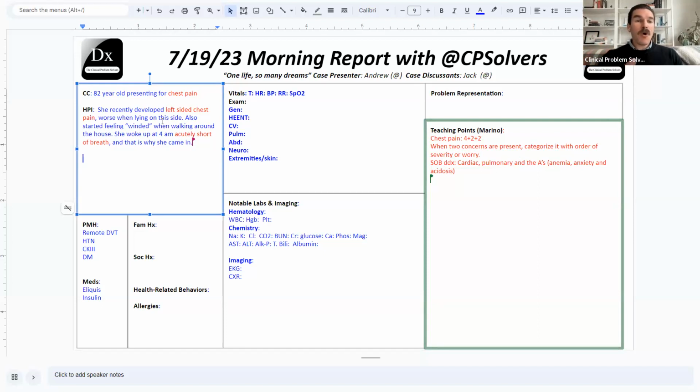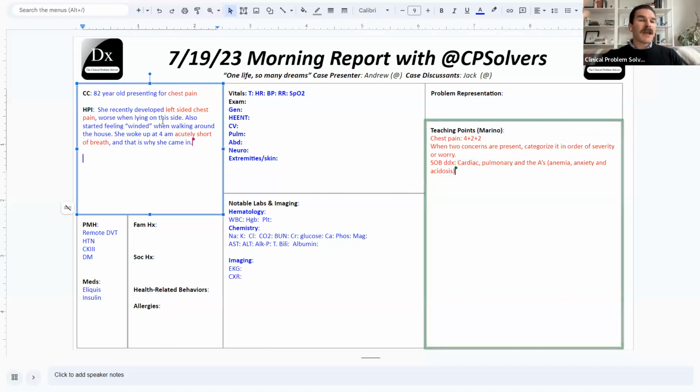And then if somebody has no signature of volume overload, no signature of angina, no signature of systemic inflammation, and there are no symptoms really localizing to the lungs like cough and sputum production, then all of a sudden one of those 3As becomes a priority.